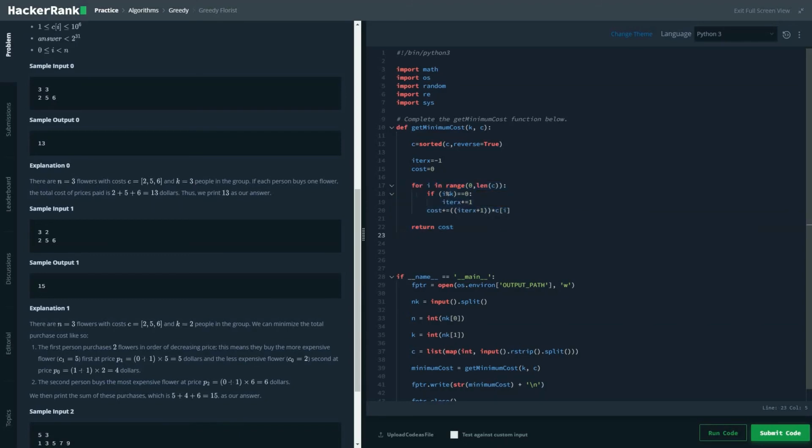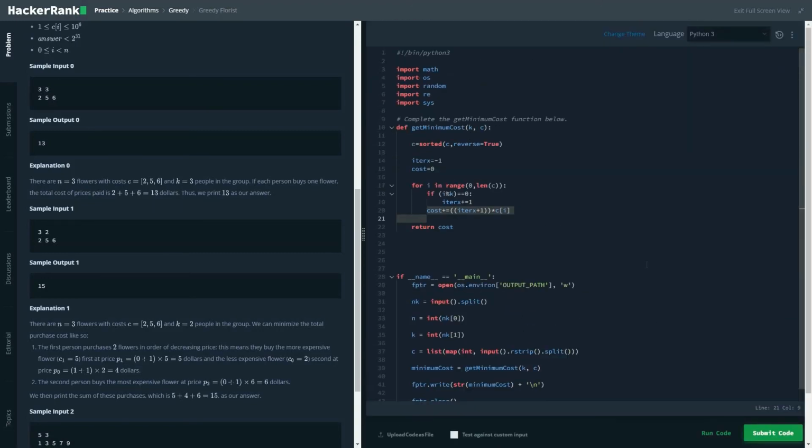As you could see, this is our code. The reason for using iter equal to minus 1 is that during the first instance the value of i would automatically become 0, and 0 modulo anything would become 0. So at the first instance the iter would become 0. In the same way, when all of the customers have purchased, the iter value would keep on increasing. That would mean that the florist has been increasing the price. This is the basic idea.